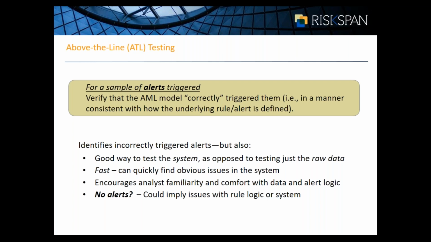Now, since we're just sampling alerts, it doesn't cover every transaction, and it won't cover alerts that should have been triggered but weren't. But it's a good way to test the system as opposed to just looking at the raw data, since it's at the end product level. I like to start with this first because it is fast. Usually within a week you can do a pretty preliminary review of every single rule. And personally I like to start with this because it encourages familiarity with the data and the rules.